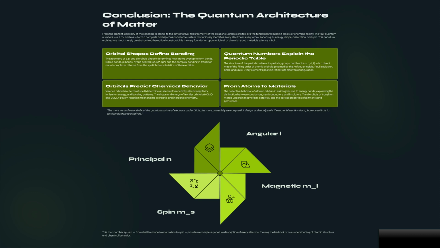In conclusion, the 4 quantum numbers provide a rigorous coordinate system for every electron, defining its energy, shape, orientation, and spin. This quantum architecture governs orbital shapes and bonding, explains the periodic table structure, and predicts chemical behavior, forming the foundation of materials science.